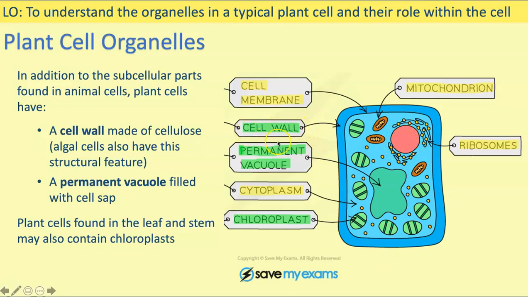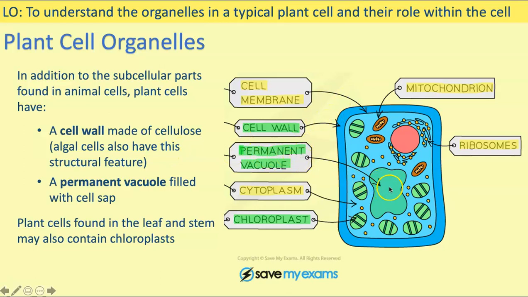Now, the ones that I've highlighted in green are not found in any animal cells. They are only found in plant cells. So we've got the cell wall, which is here. The cell wall is made of cellulose. Now, algae cells do have a cell wall, but it's not found in any animal cells.